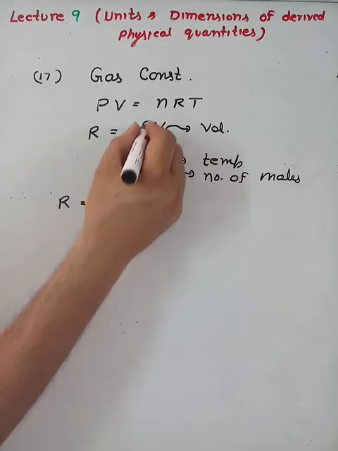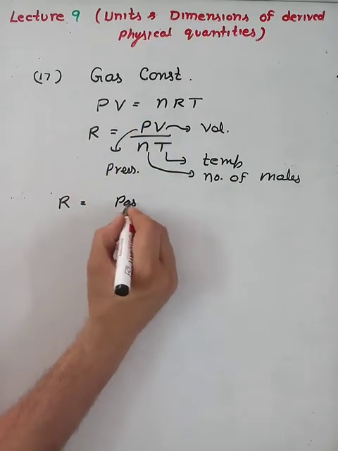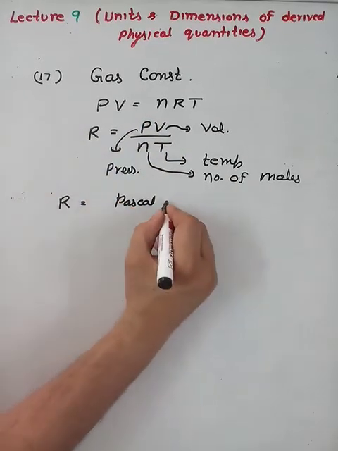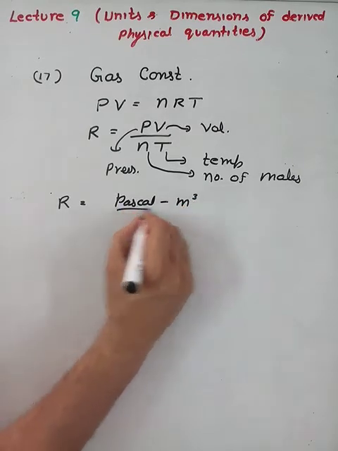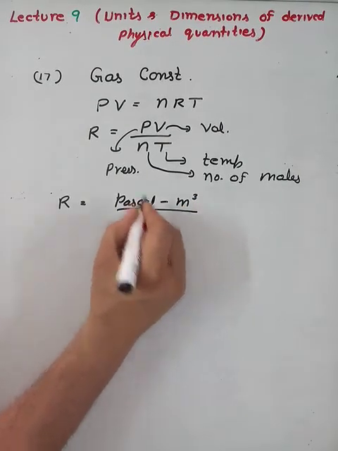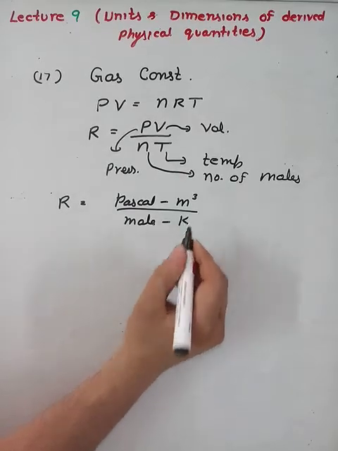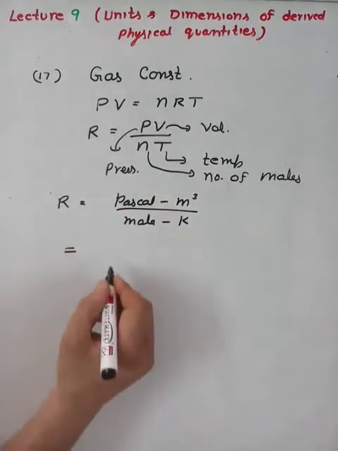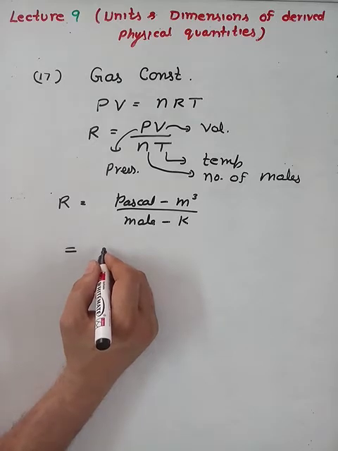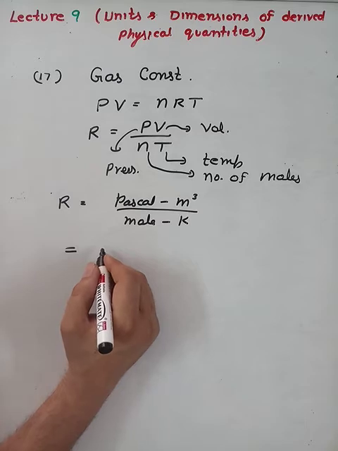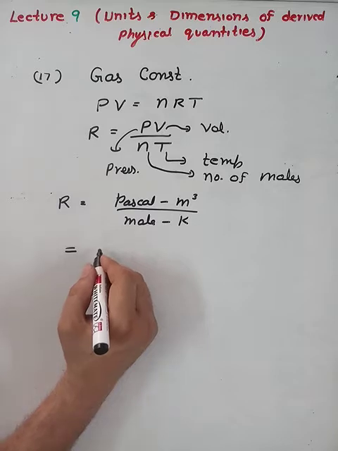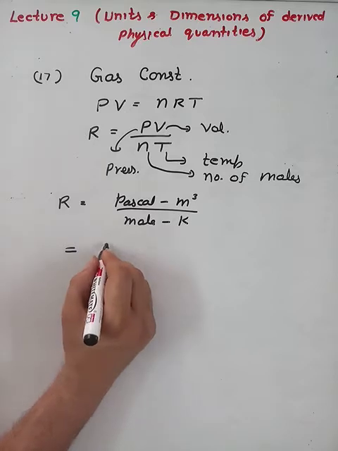Therefore, the units can be written as: for P it is Pascal, for volume it is meter cube, for n it is mole, and for temperature it is Kelvin. Pascal is the unit of pressure. Now, you have to keep in mind the dimension of pressure. What is the dimension of pressure? It is ML minus 1 T minus 2.